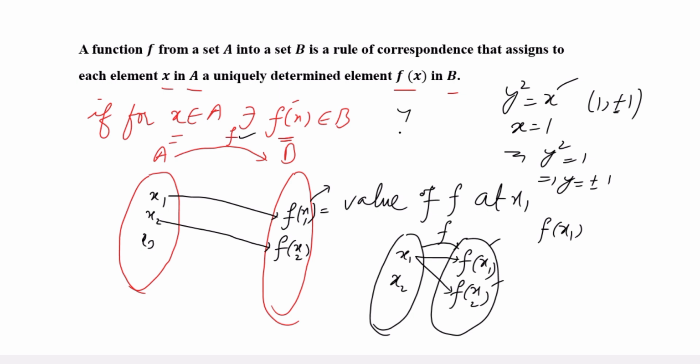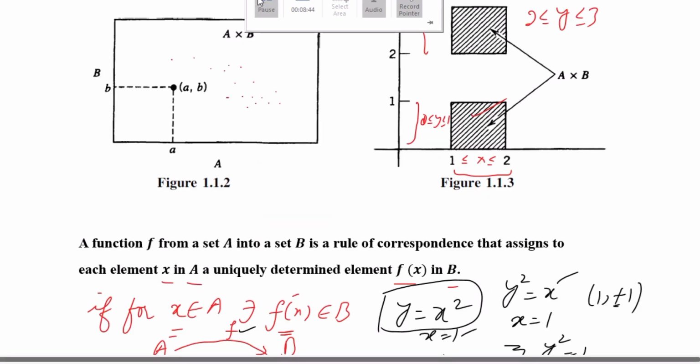While if y is equal to x square, when you put x equal to 1, this implies y is equal to 1. For a single value of x, there is a single value of y. This represents a function. So this gives us the definition of function algebraically.